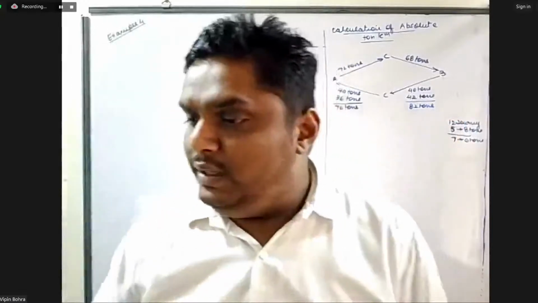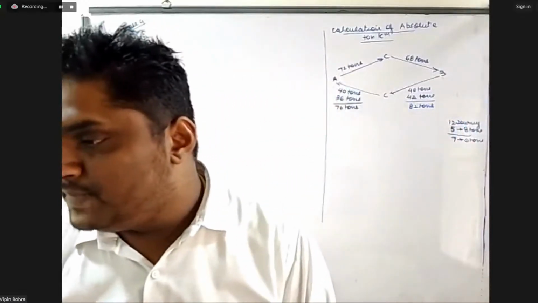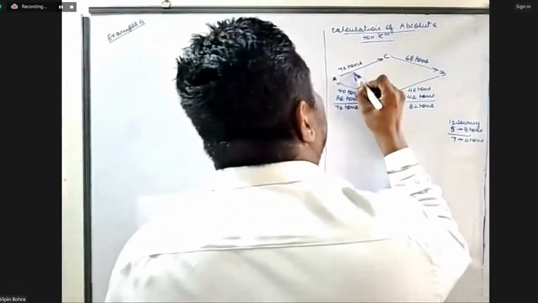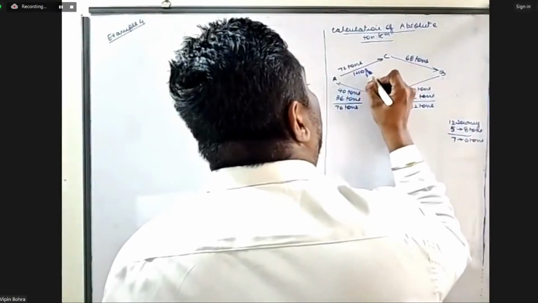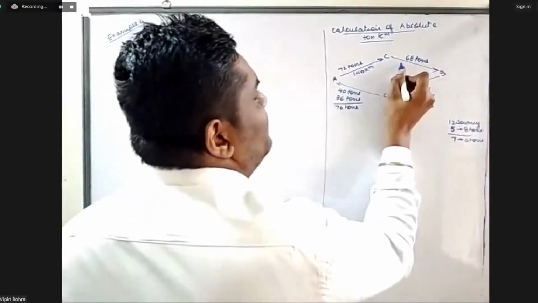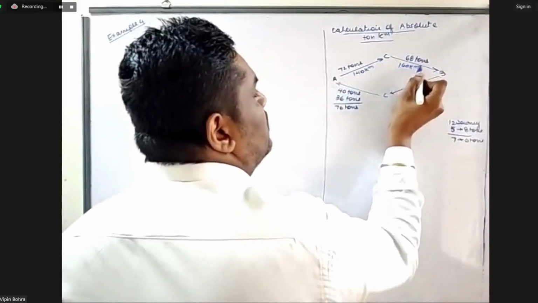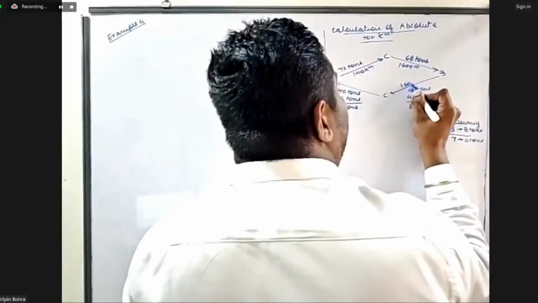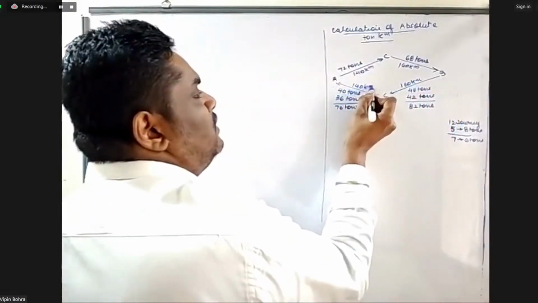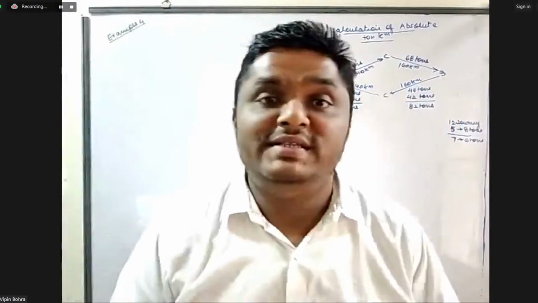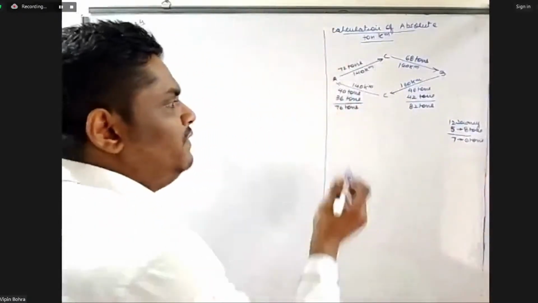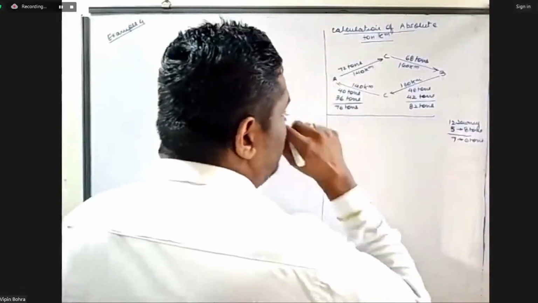Further, the distance from A to C is 140 kilometers, and A to B is 300. It means the balance will be 160 kilometers. So in return also 160 kilometers and 140. Now I have only written the question on the board. Now we can easily write the solution.